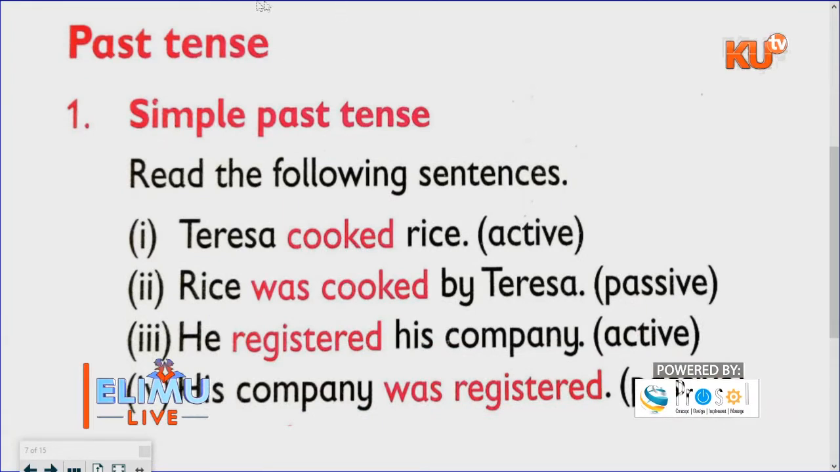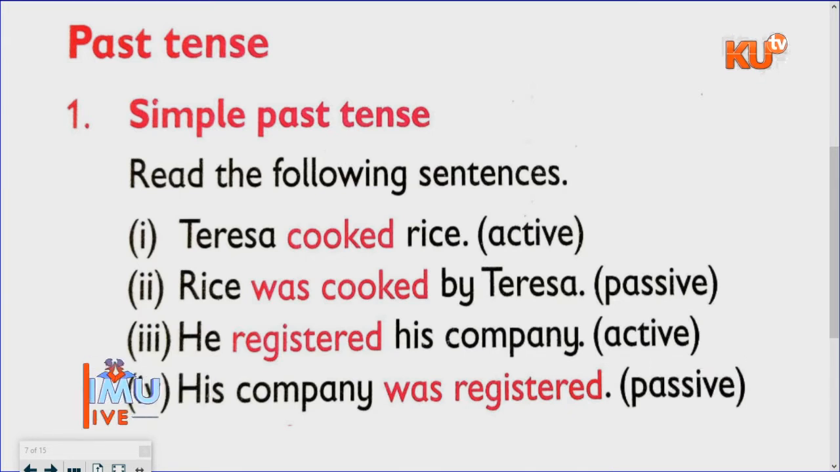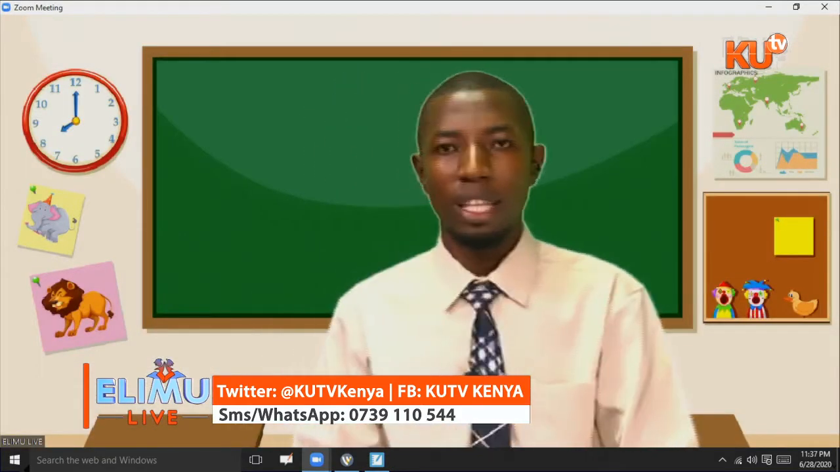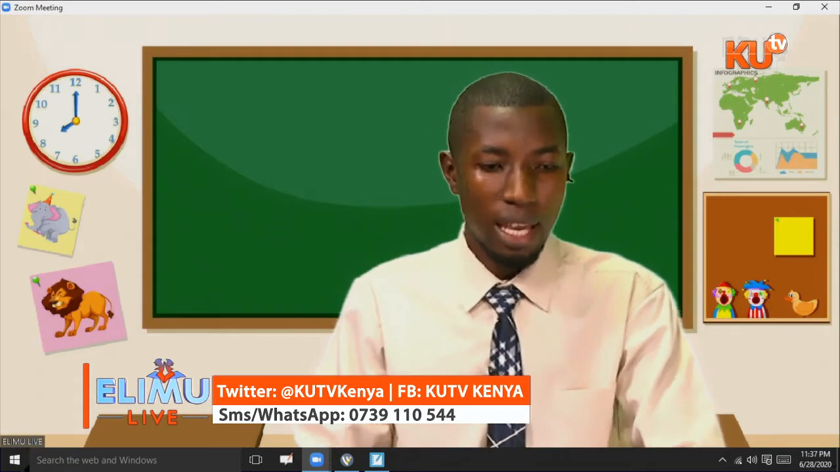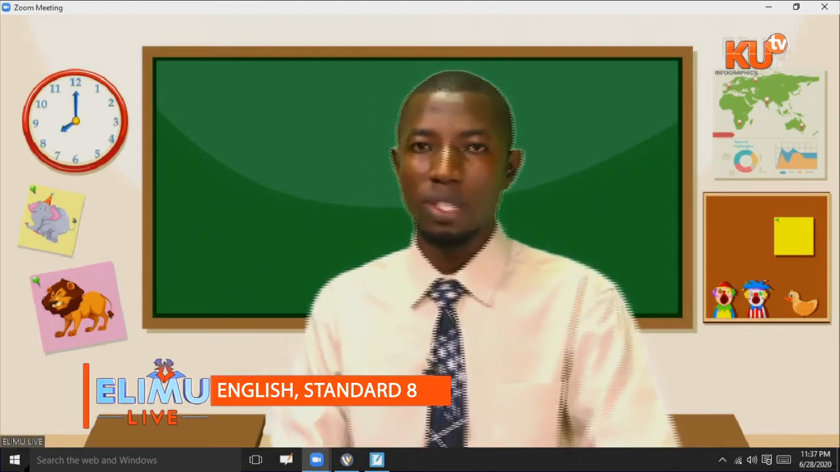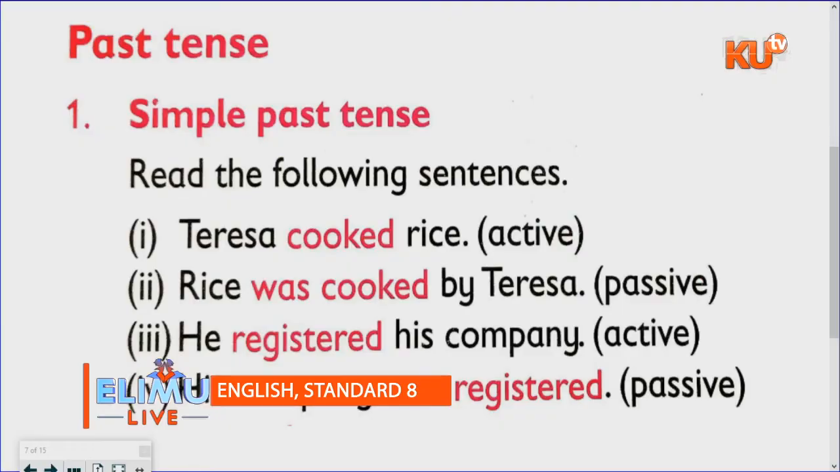Past tense. A question was asked to me when I was here last time, which prompted me to teach this lesson today: can sentences which are in past tense be changed to passive voice? My answer was yes. We are going to have a look at that today, because sentences in past tense, whether in simple past tense, past continuous tense, or past perfect tense, all of them can be changed from active to passive voice in this simple method that I'm going to show you.